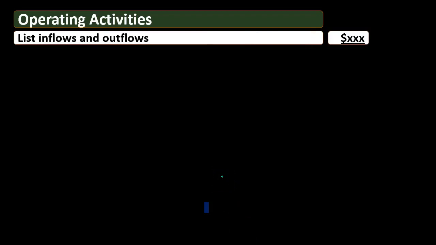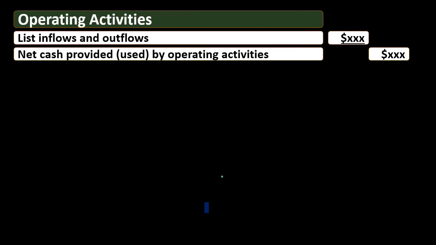So here's going to be the basic outline for the statement of cash flows. We're going to have the operating activities. That's going to include a list of inflows and outflows from the operating activities. And then we're going to have the net cash provided by the operating activities. Now, this list of inflows and outflows for the operating activity will be the most extensive list, because the operating activities are similar to the income statement for an accrual basis. What we're trying to do is get to net cash provided by operating activities, which is kind of like net income on a cash basis.